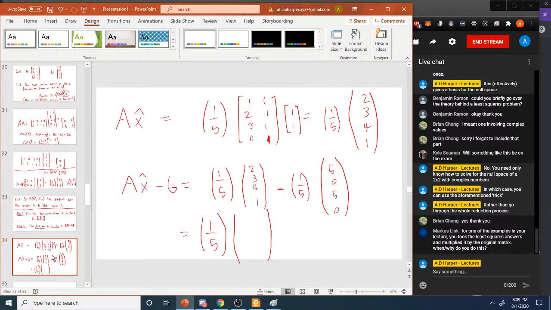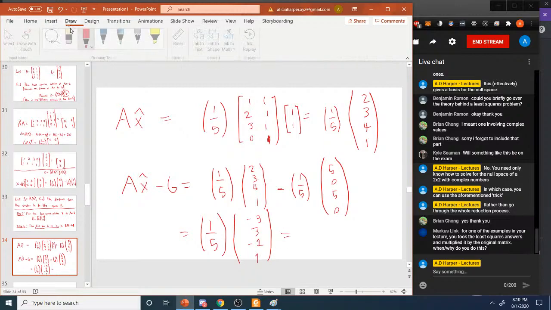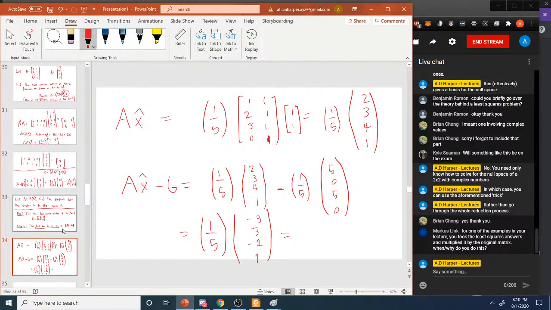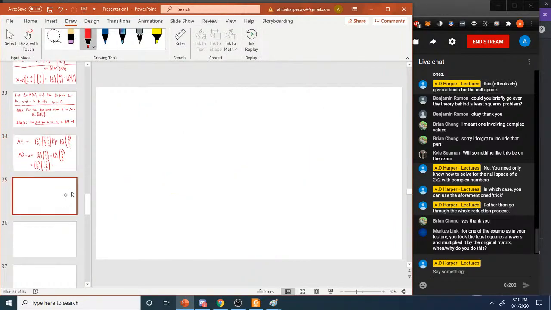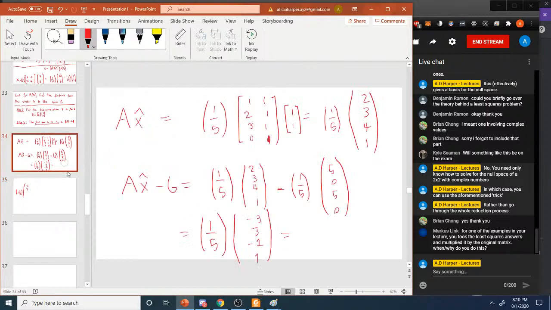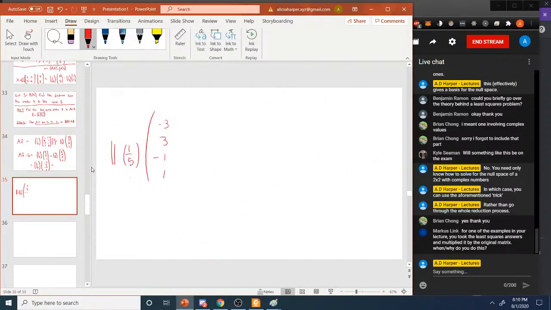And so this is the same thing as 1/5 times 2 minus 5, so I get negative 3 here. 3 minus 0, so I get positive 3 here. 4 minus 5, so I get negative 1 here. And then 1 minus 0, so I get 1 here. And that is the vector AX hat minus B. And so now the final thing I have to do is compute the norm of 1/5 times the vector I just found: negative 3, positive 3, negative 1, positive 1.